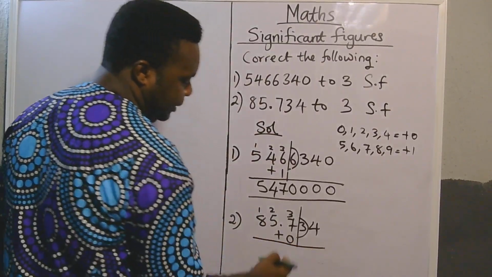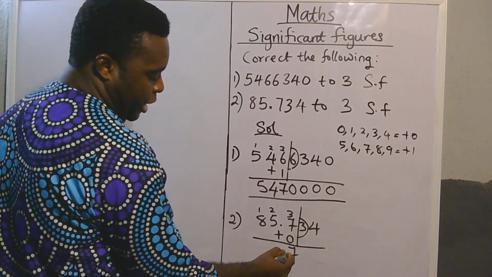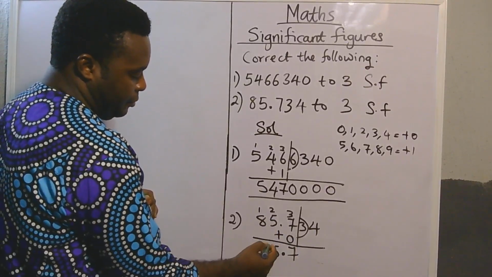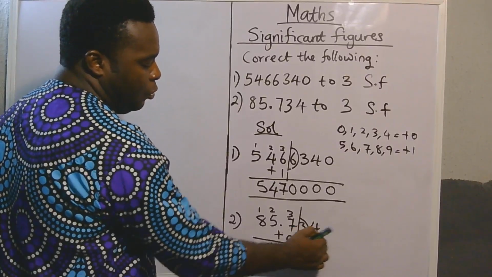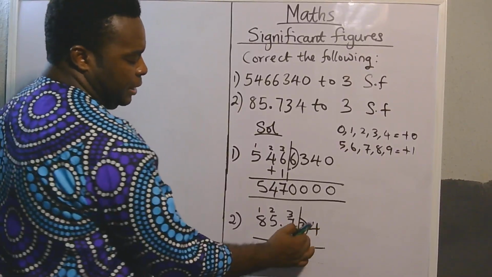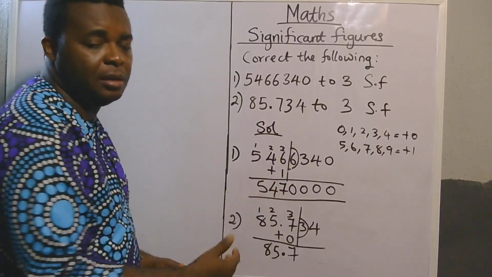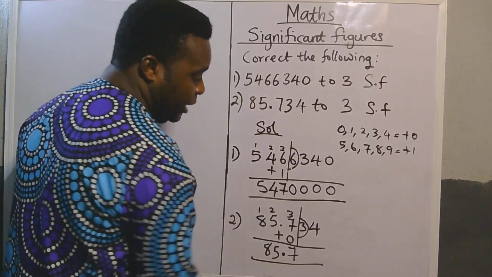And then you draw your line. 7 plus 0, 7, point, remember there's a point there, 5, 8. Now, what happens to the numbers after the line? Since you are dealing with decimal numbers, you don't have to put your zeros, okay?